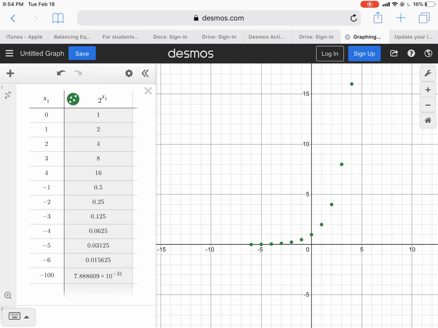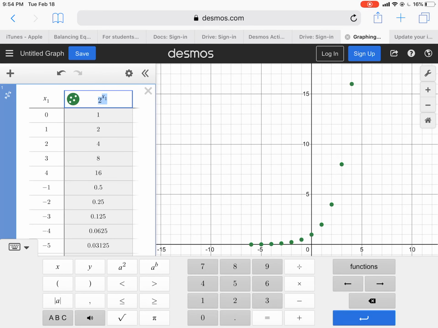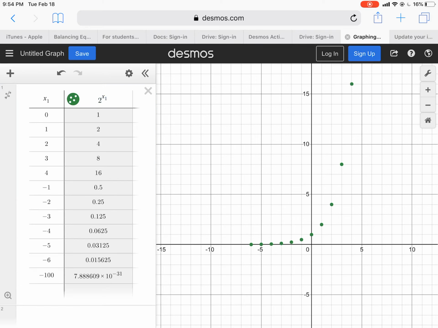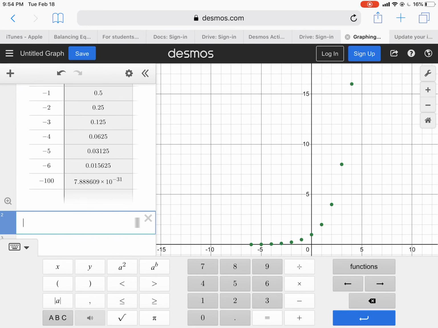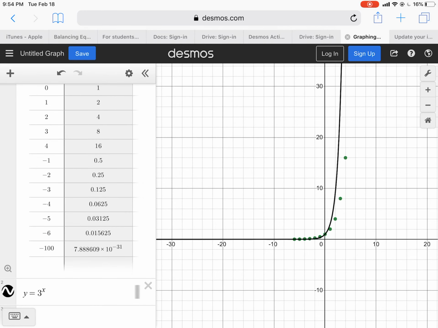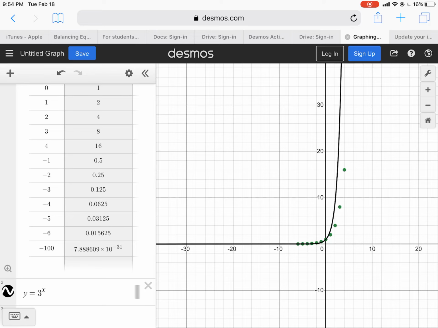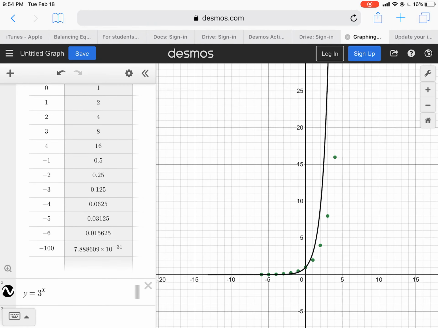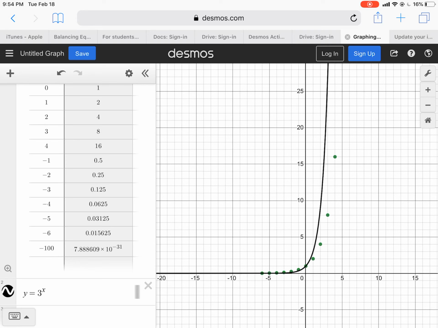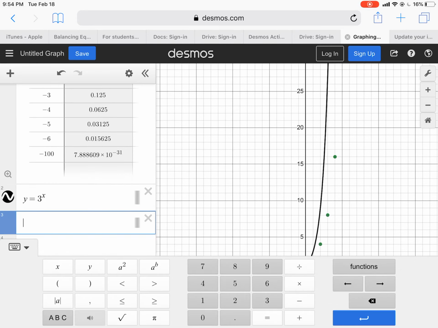Now, we've done this before, so I'm going to leave that in there. I'm going to go back to my equation and come on down here, and I'm going to put in y equals 3 to the x. I want you to see now the difference in the two. 2 to the x does go up very quickly, but look how much faster 3 to the x goes up. And again, I can put in y equals 4 to the x.